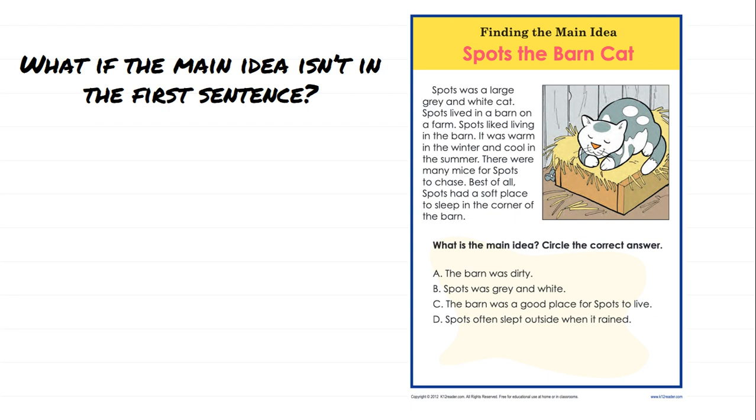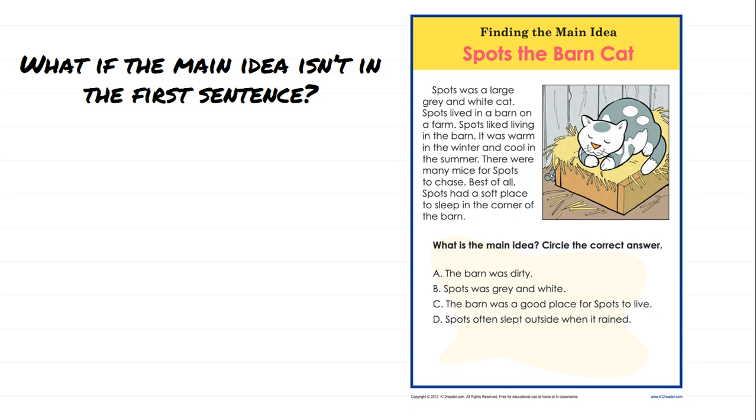So here we have a picture of the cat sleeping in the barn. We know that it's about Spots the barn cat. So even in this sentence, the title, we know that it's about a cat who lives in a barn. Okay, he's not a house cat, he's a barn cat. So even from our clues, we can think about, so he sleeps in the barn.